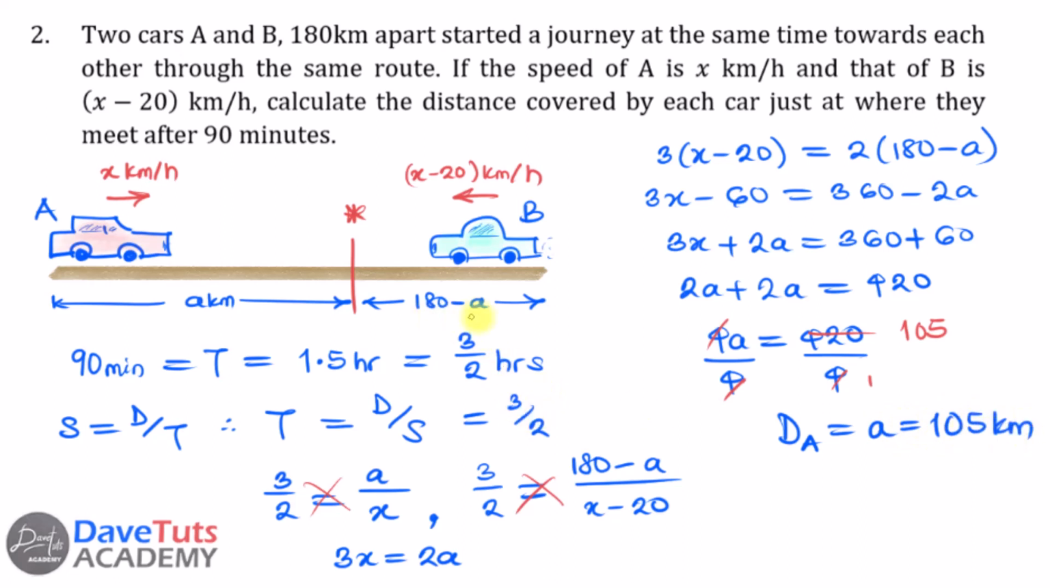And already we have said the distance for car B, distance for B is what? It's giving us 180 minus A, and that A is 105. So the distance for the car B will be 180 minus 105, and that is 75 kilometers. So our understanding of the concept of speed, distance, and time has helped us to interpret this question correctly, and we got the distance of car A to be 105 kilometers, while the distance covered by car B is 75 kilometers.